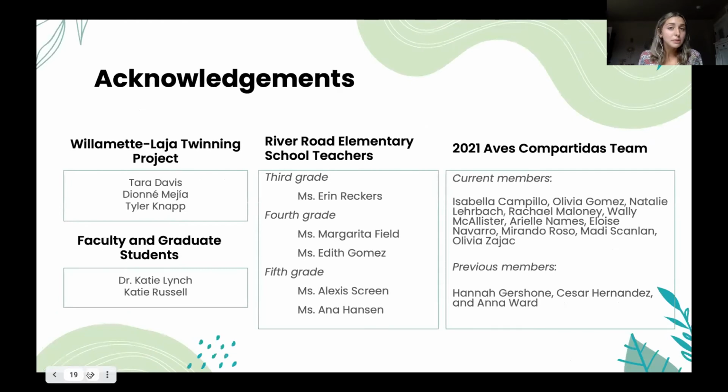So, some acknowledgements. We would like to thank all of our awesome community partners and those who have helped us along the way with this project. This includes the Willamette Laha Twinning Project, our guiding faculty and project manager, Dr. Katie Lynch and Katie Russell, the River Road Elementary School teachers that we worked with, and of course their students. This project was a collaboration, so we couldn't have completed it without our current and past environmental leadership Aves Compartidas team members. So thank you all.